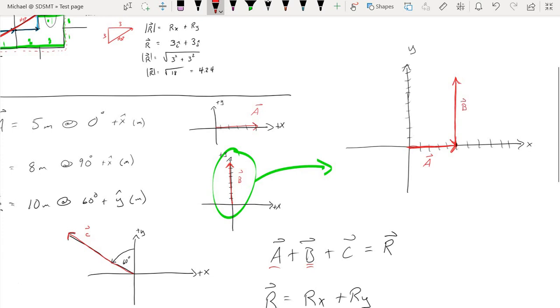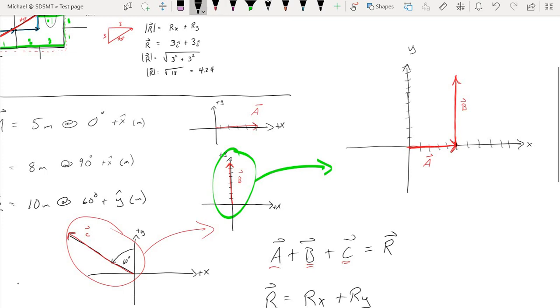And then I have to add vector C. So I have to take vector C and add that to the head of vector B. Just like what happened with vector B, I'm going to take vector C, pick it up, bring it over, and set it right on the tip of vector B.